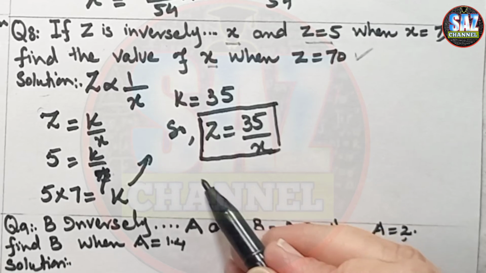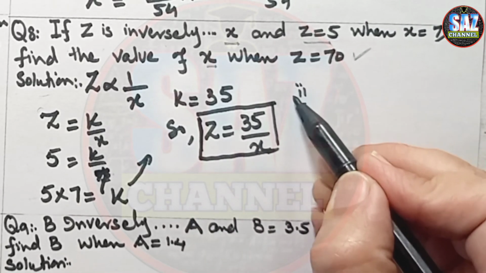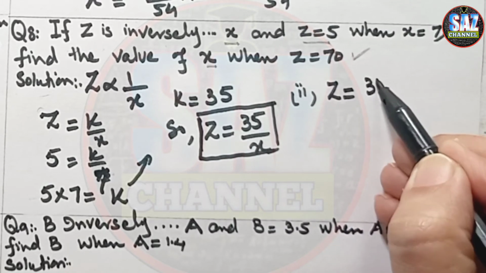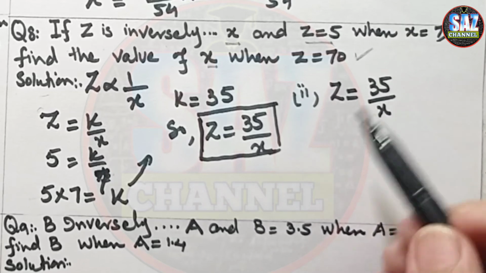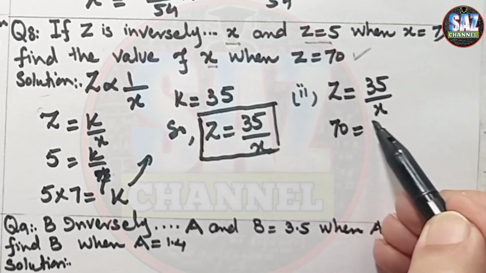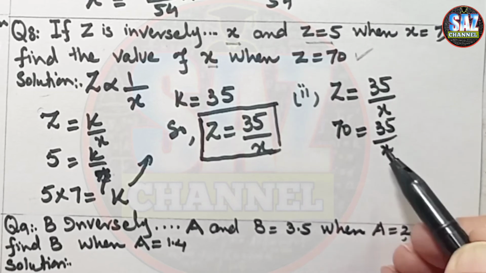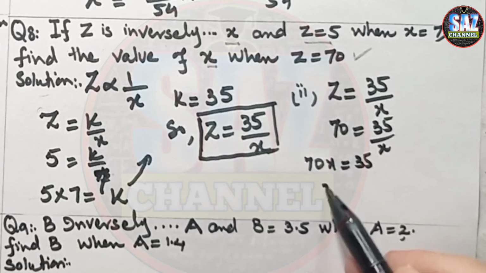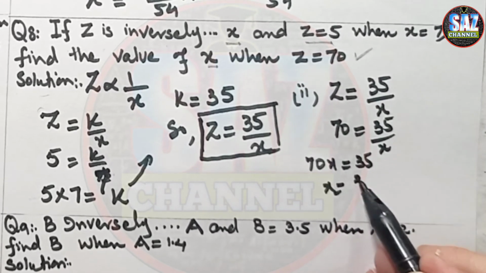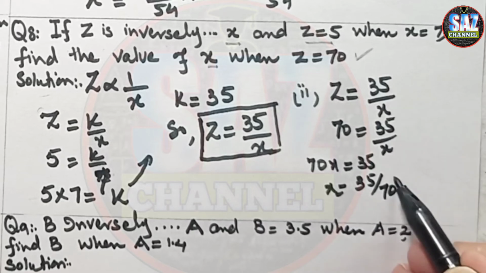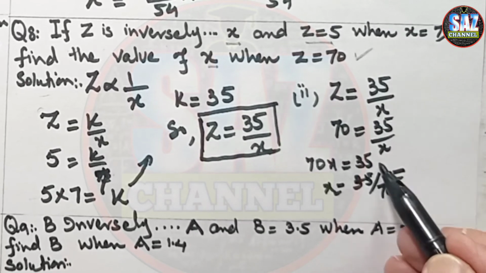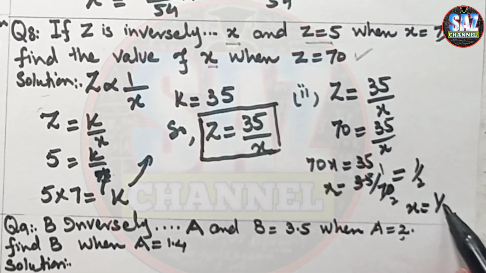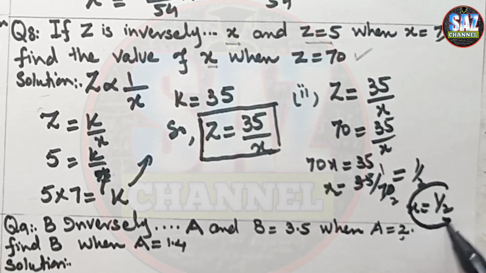Now the second part says that we have to find the value of x when z is 70. Again I have to take this relationship that z equals 35 by x, and z is 70. Instead of z replace 70: 70 equals 35 by x. Cross multiply this, 70x equals 35 or x equals 35 by 70. Read the table: 35 ones are 35 and 35 twos are 70, so 1 by 2. So the value of x equals 1 by 2. I hope you are clear about this question.